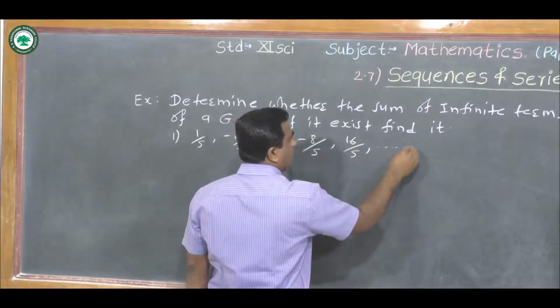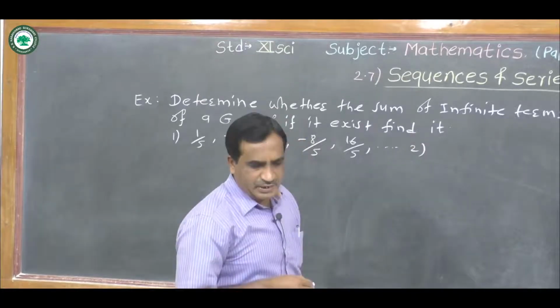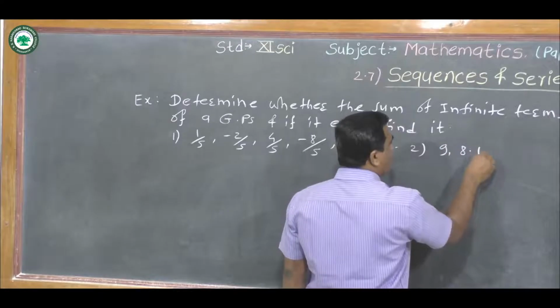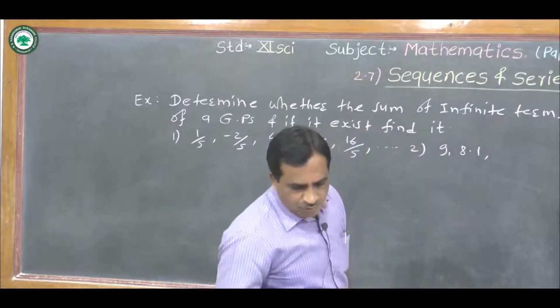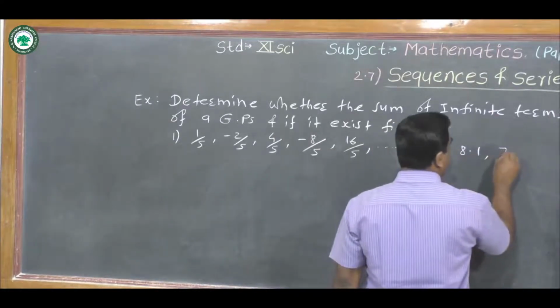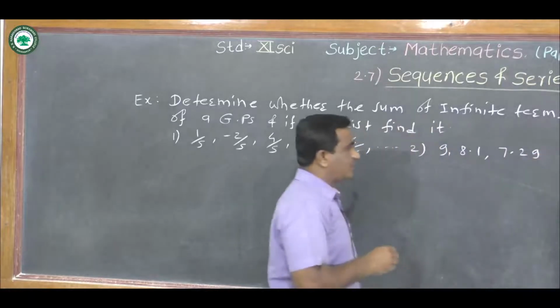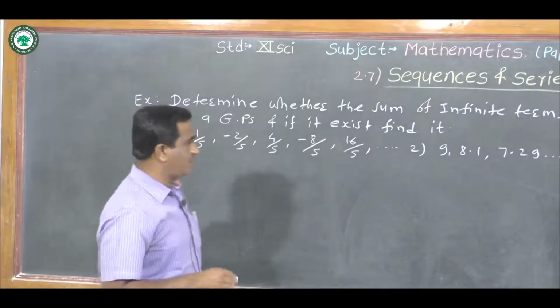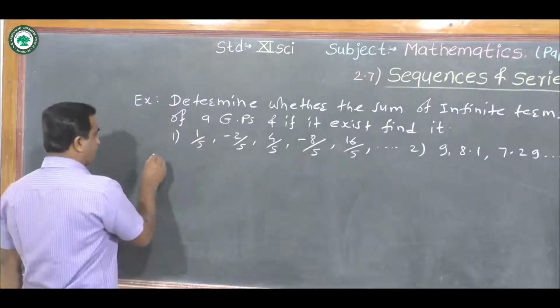and so on. And the second geometric progression is 9, 8.1, 7.29, and so on. There are infinite terms. Now the answer for the first.